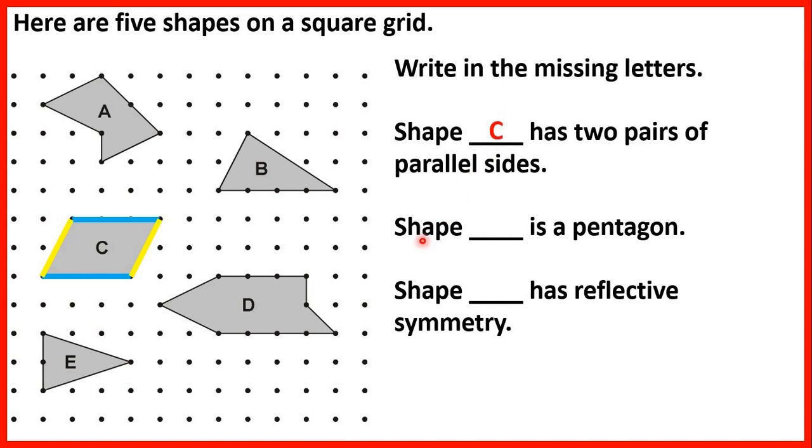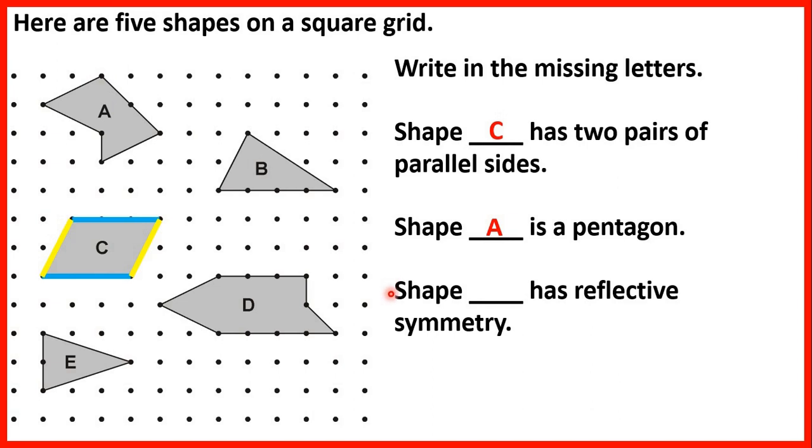Now we need to find which shape is a pentagon. Remember, a pentagon is a shape with 5 sides. So that's shape A, because we have 1, 2, 3, 4, 5 sides.